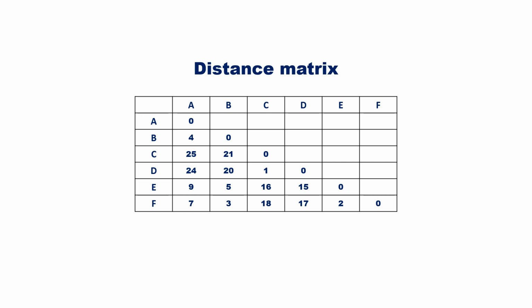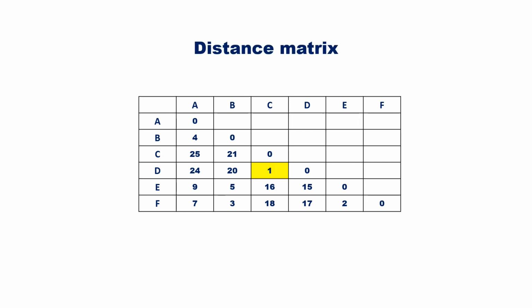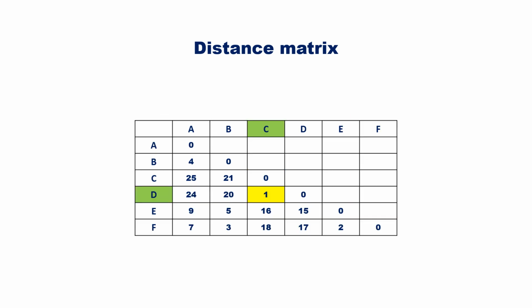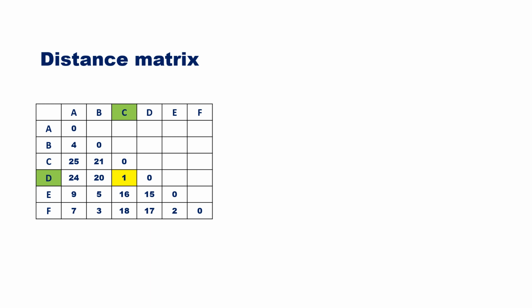Inspect the distance matrix to find the shortest distance between any two elements. Here, the smallest distance is 1. It is the distance between C and D. Merge clusters C and D to form the first cluster. Now, we'll visualize this on the dendrogram. As you can see, C and D are now grouped together.